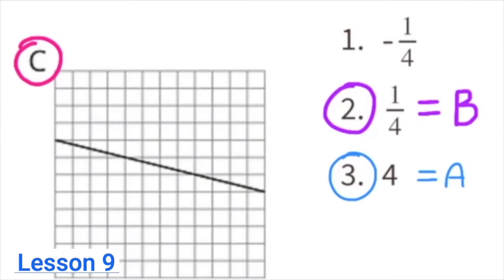Let's take a look at the line on graph C. First, I need to find the perfect places to put points to help me find the slope. These 2 locations are good places for me to put points to help me find the slope of this line. The rise is down 1, or -1, and the run is 4 places to the right, or +4. So the slope of the line on graph C is -1/4.